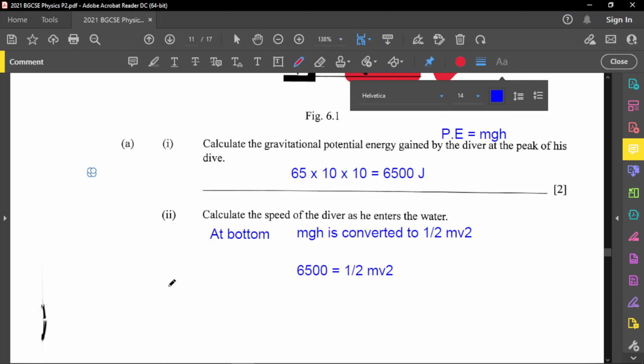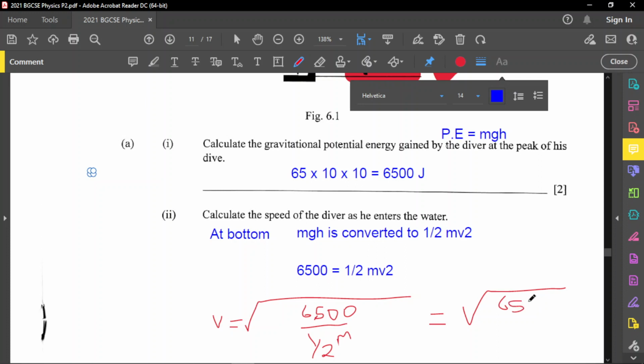So what you need to know now is that to find V, I'm just going to skip some steps so you can know exactly. You can just make V the subject of the formula. You're going to go through a number of different steps to actually reach there, but some of you just look at this and know exactly. So to find V, it's going to be 6,500 divided by half of mass. So V as the subject of the formula is the square root of 6,500 over half mass.